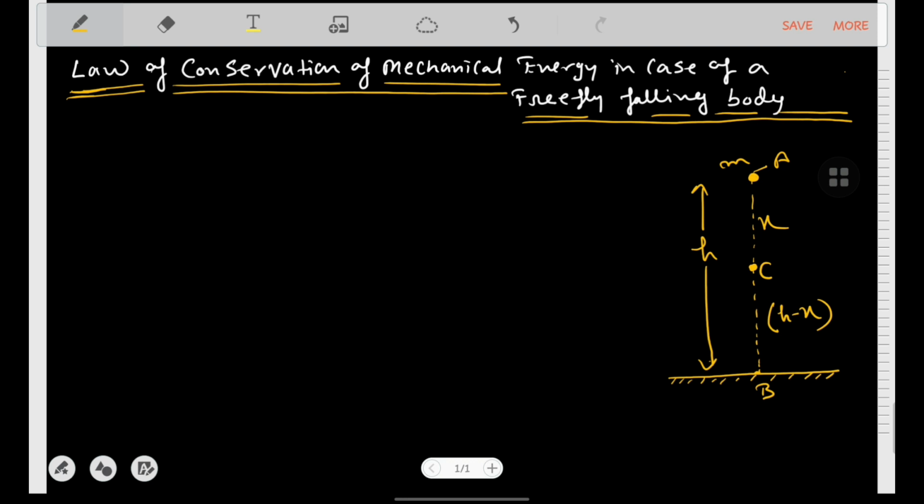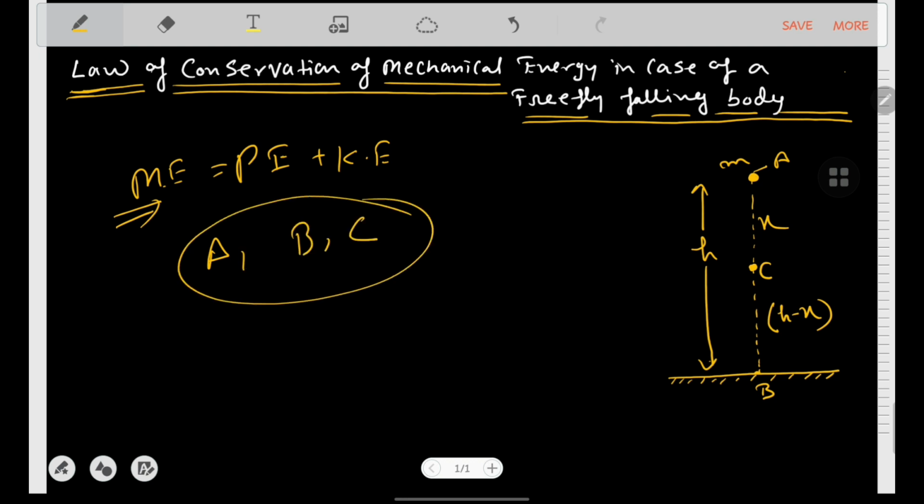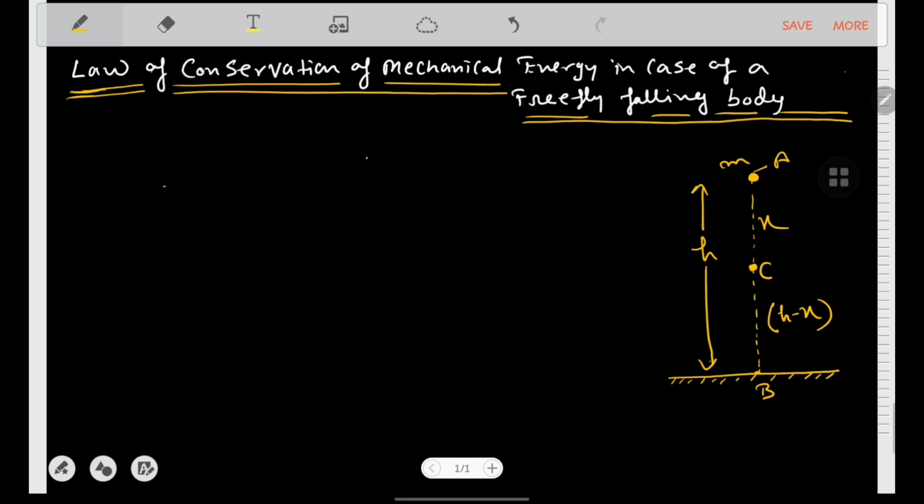So during the free fall we have to prove that the mechanical energy, which is equal to the sum of potential and kinetic energy, is equal at point A, point B, as well as point C. At all these points the mechanical energy should be the same. Then we can say that the total mechanical energy of the body throughout the free fall is conserved. So let's see what happens. We are going to start from point A.